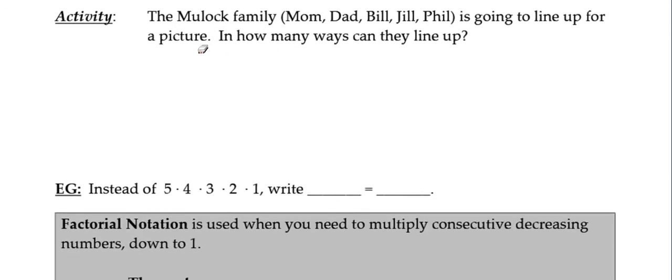So let's consider this example. The Mulog family, which has Mom, Dad, Bill, Jill, and Phil, that means there are 5 people, they're going to line up for a picture. How many ways can they line up?